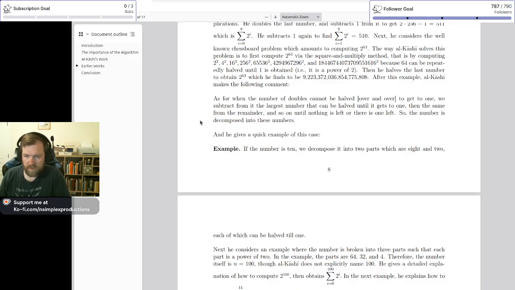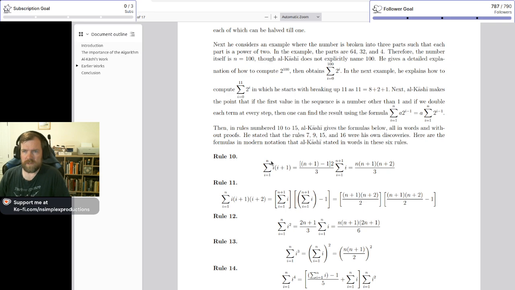Next, he considers an example where the number is broken into 3 parts, such that each part is a power of 2, i.e. 64, 32, and 4 from 100. Though Al-Kashi does not explicitly name 100, he still does this. He gives a detailed explanation of how to compute 2 to the 100th power, then obtains the summation as i goes from 0 to 100 of 2 to the i. In the next example, he explains how to compute the sum as i goes from 0 to 11 of 2 to the i, in which he starts by breaking up 11 as 8 plus 2 plus 1.